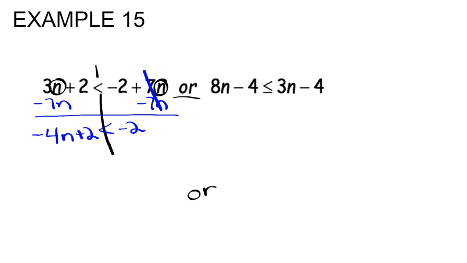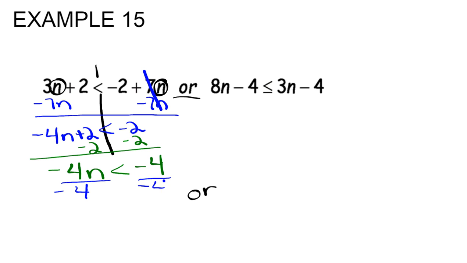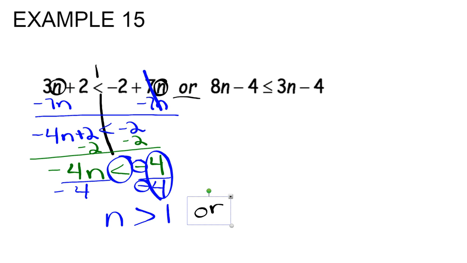To continue solving, we're going to subtract 2 on both sides of the inequality. That gives us negative 4n is less than negative 4. My last step is to divide both sides by negative 4. Because I'm dividing by a negative, I have to remember to flip the inequality symbol. So that's going to give me n. Now I have greater than. A negative and a negative make a positive. 4 divided by 4 is 1. So we have n greater than 1 on the first inequality.